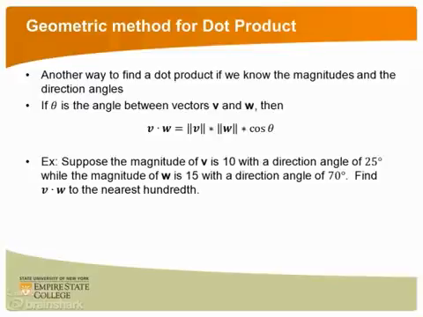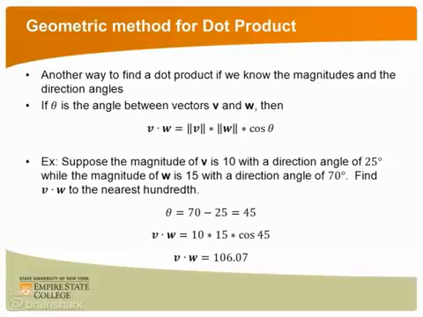Suppose the magnitude of v is 10 with a direction angle of 25 degrees, while the magnitude of w is 15 with a direction angle of 70 degrees. Find the dot product of v and w to the nearest hundredth. First, we have to find the angle between the two vectors. We subtract their direction angles to get a theta of 45 degrees. Plug into the formula. Doing the operations, we find that the dot product is 106.07 when rounded to the nearest hundredth.